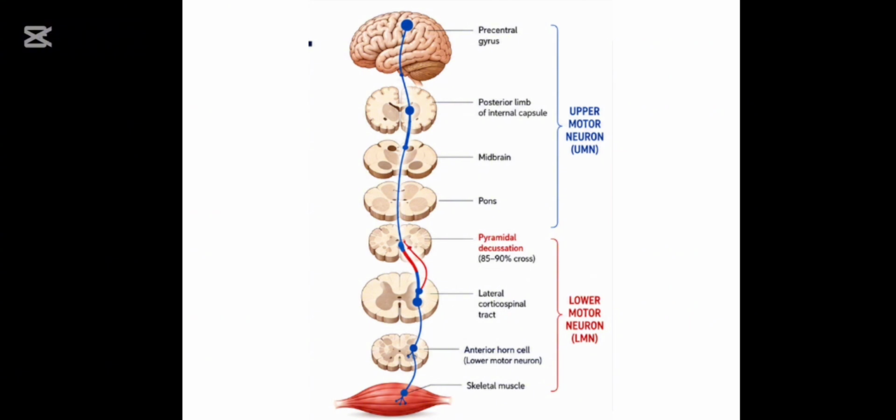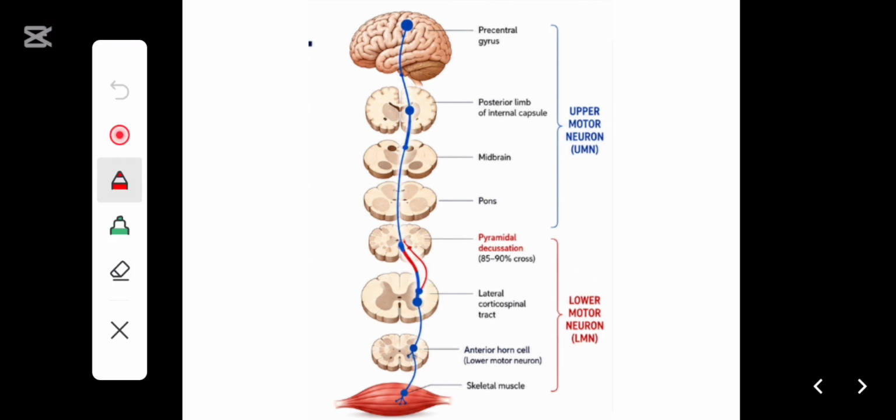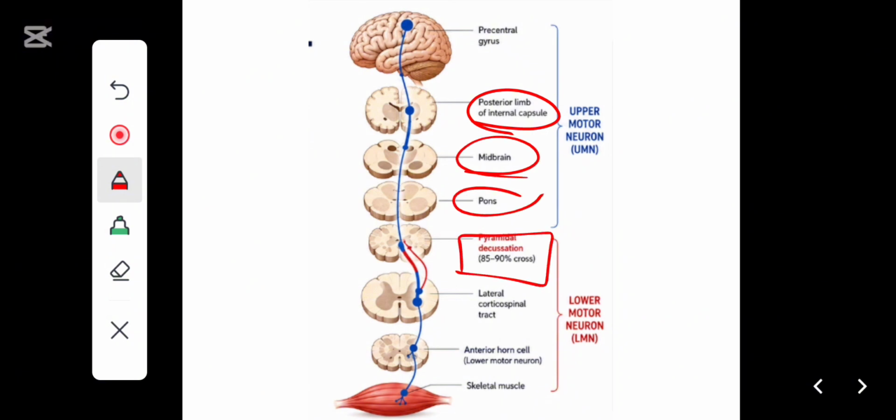The precentral gyrus is serving as a motor unit of the cortex, meaning that the postcentral gyrus is going to be a sensory unit. So pre is motor and post is sensory. It starts from the precentral gyrus and comes all the way down into the posterior limb of the internal capsule. So it goes down to the midbrain, to the pons, and then finally in the medulla we see some decussations taking place.